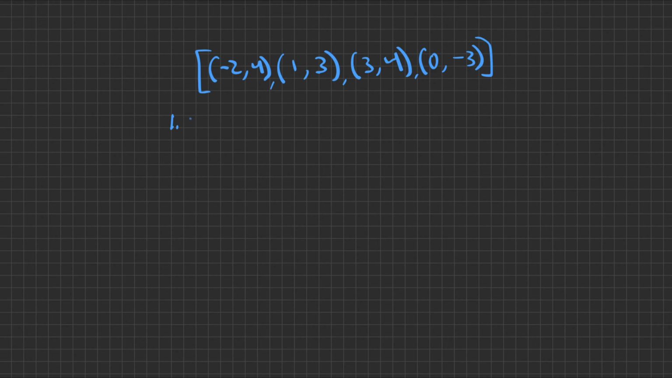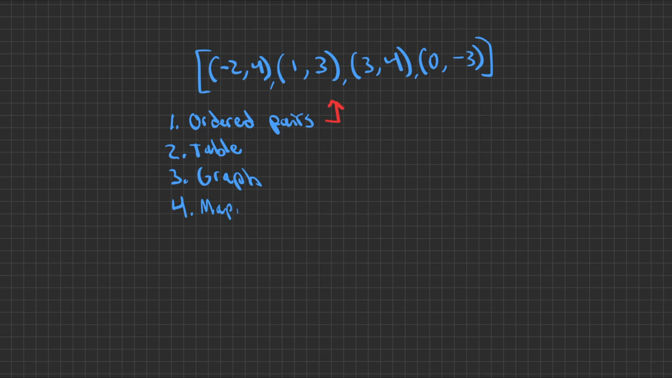We have 4 ways of describing a relation. First way is ordered pairs. And this is what we just used right there. That's one way to describe a relation. Another way we can describe a relation is with a table. Third way is using a graph or a coordinate system. We usually just call a coordinate system a graph. And the last way is using mapping.